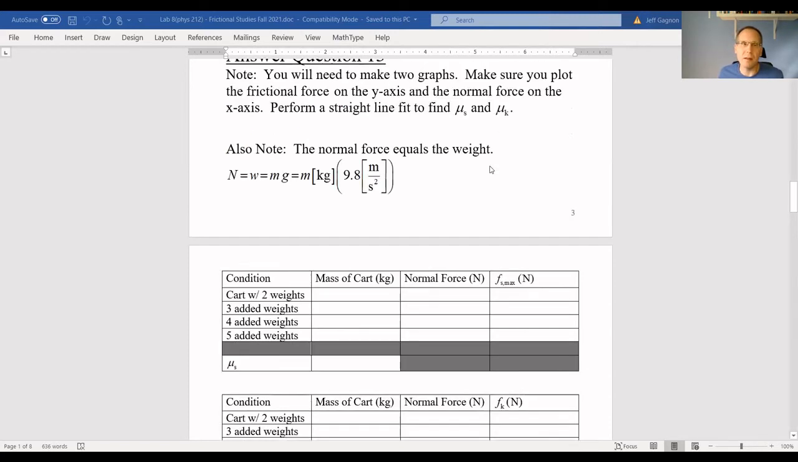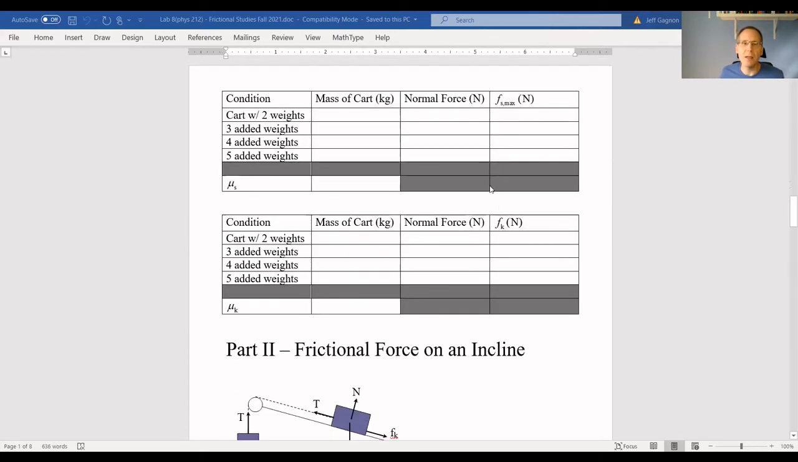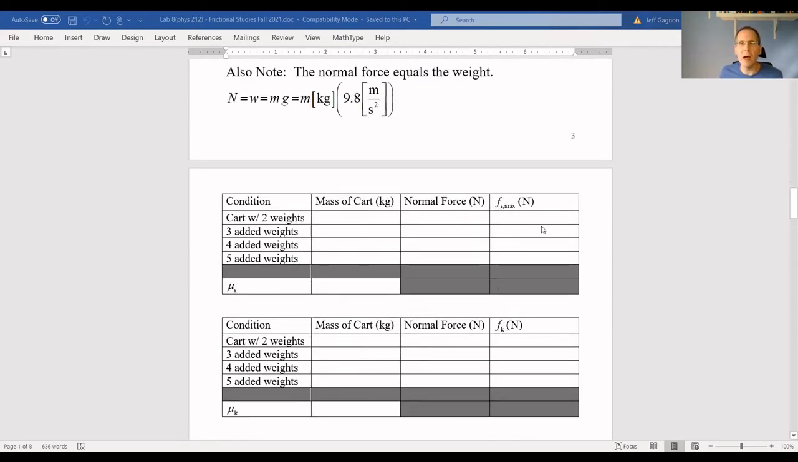Okay, so question 13. What you need to do is make a graph of Fs max versus normal force. So that's the first graph. Fs max is going to be on the y-axis, normal force on the x-axis. All right, let me jump over to the iPad just to show you this real quick.